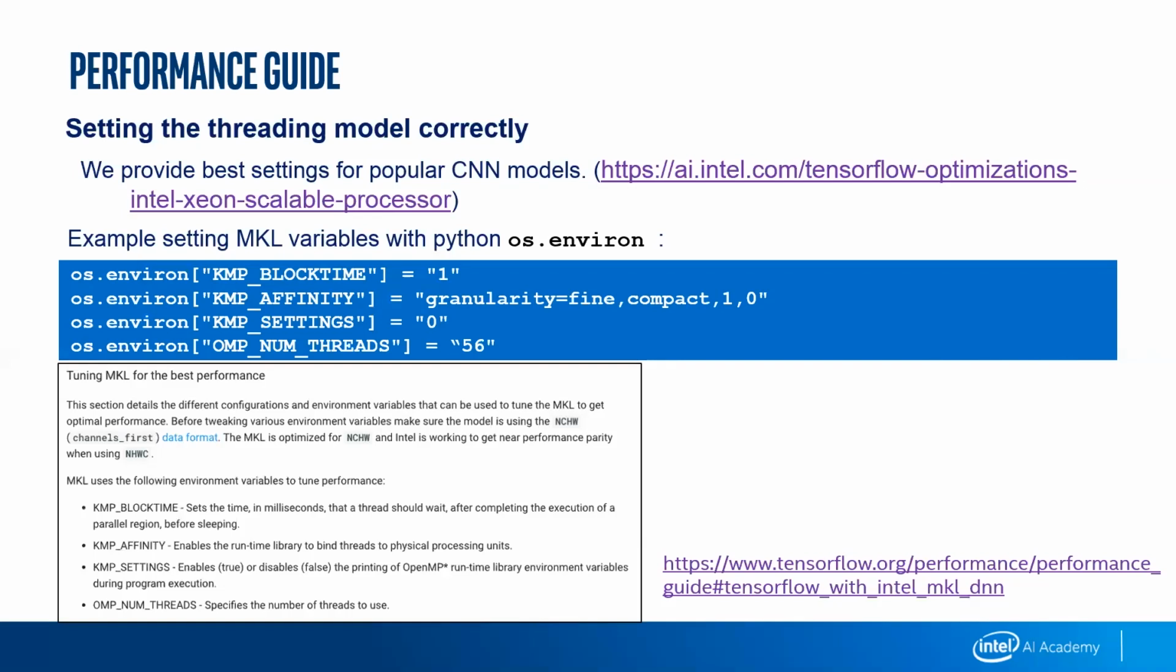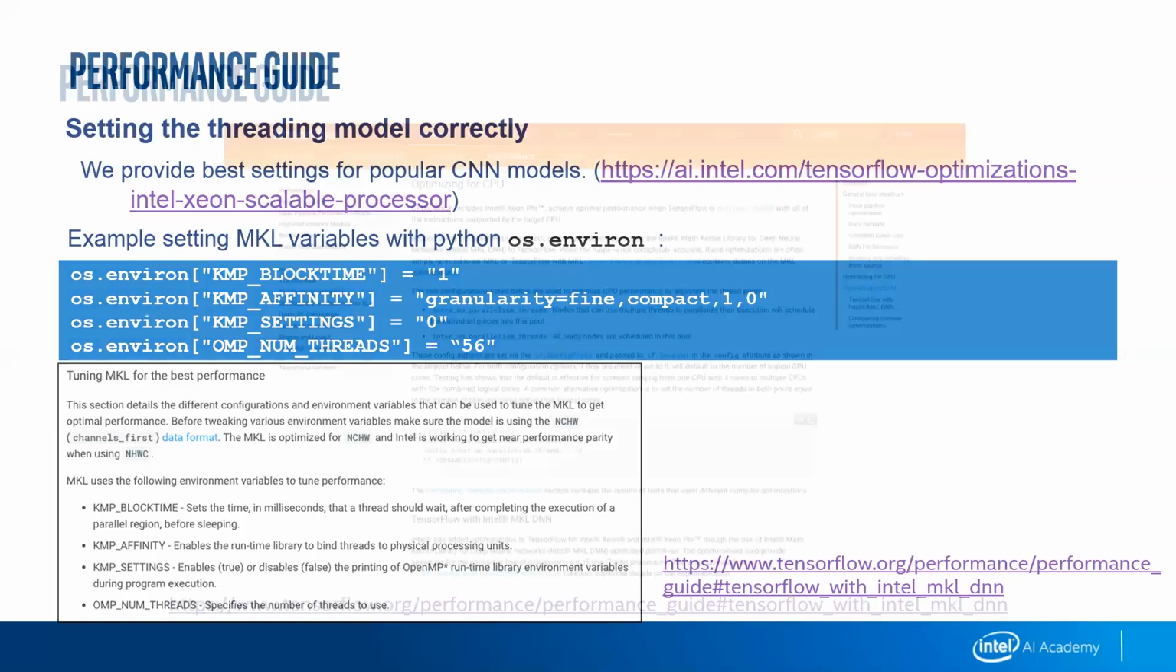NHWC is something that the GPUs use because it's more friendly for them. For us, NCHW is also there, but we have accelerated both NCHW and NHWC. So you don't have to worry about what format my data is, as long as it adheres to any other format, you should be able to get performance on the CPUs.